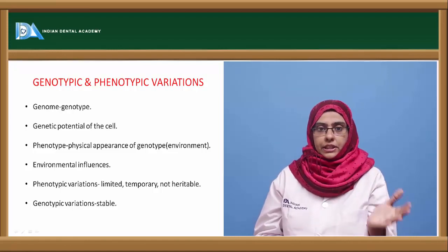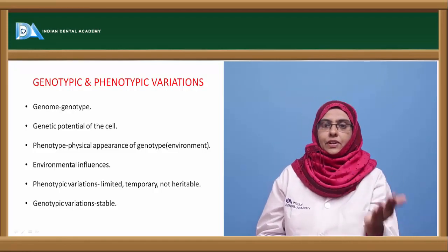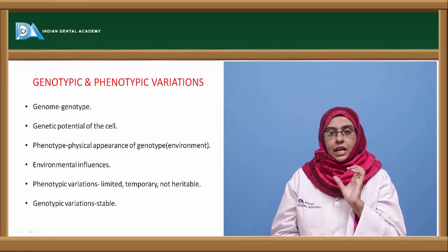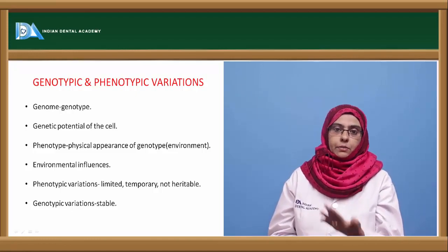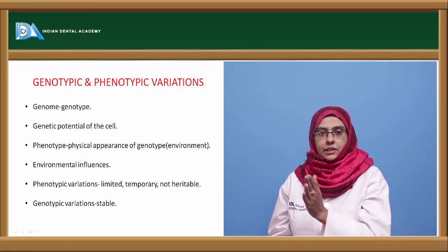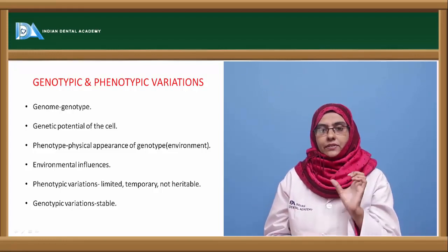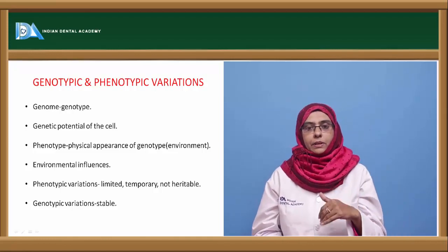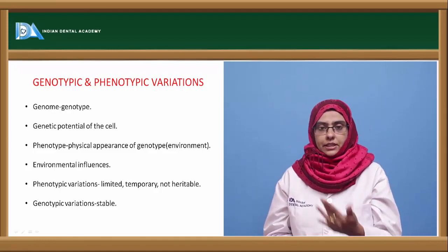That is, on return of the condition, the organism again becomes flagellated. So that is a temporary variation, and they are limited in their range, and they cannot be inheritable. They cannot be given to successive generations. That's why they are called variations. Variations are not inheritable. They cannot be inherited by the next successive generation.